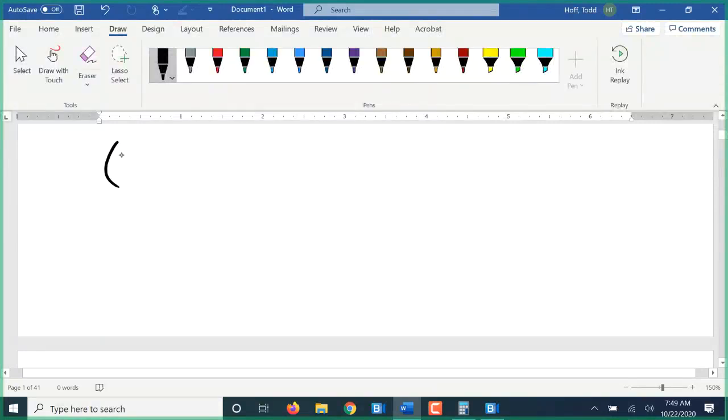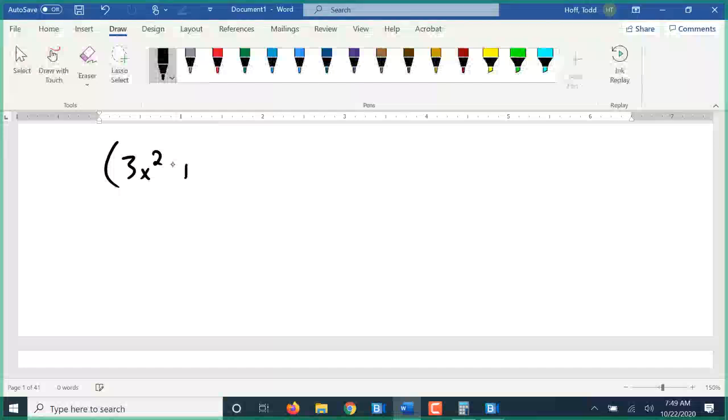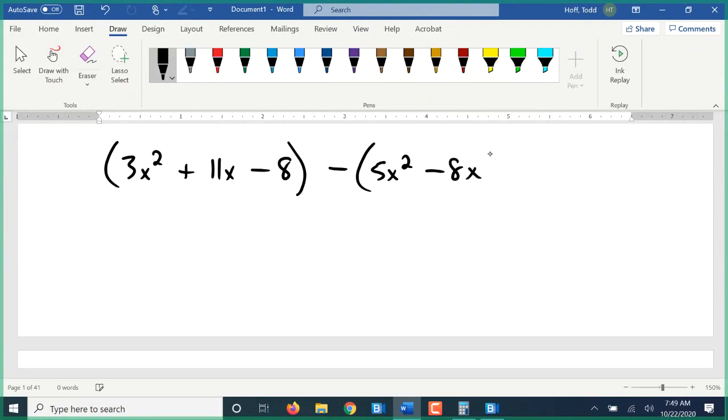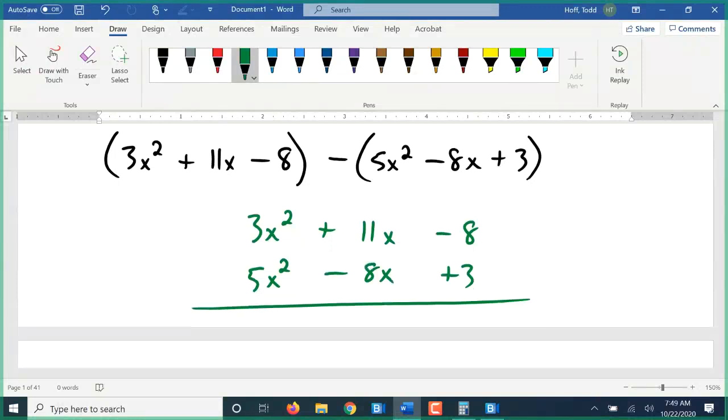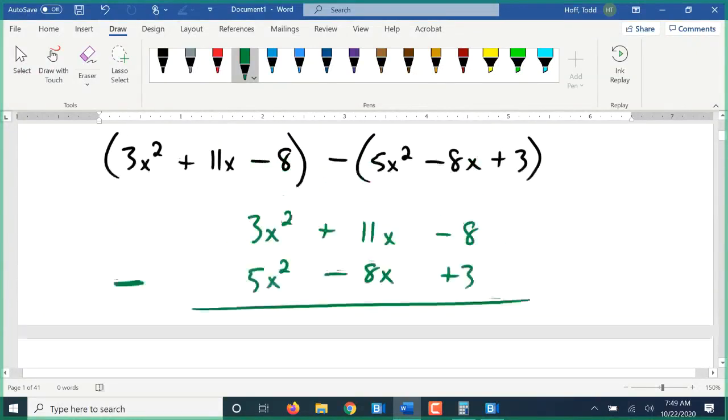We might have something like 3x squared plus 11x minus 8 minus 5x squared minus 8x plus 3. So again, we're going to rewrite them, making sure we line up our columns. 3x squared plus 11x minus 8. 5x squared goes under the 3x squared. The negative 8x goes under the positive 11x. And the positive 3 ones goes under the negative 8 ones. And we are subtracting now between these.